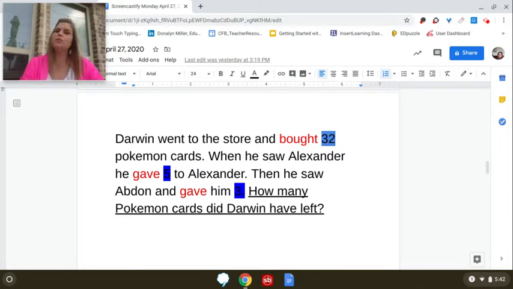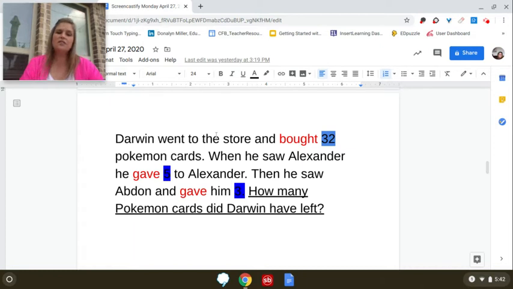Okay, so we've got our numbers highlighted. Now we're going to underline the question. And the question was, How many Pokemon cards did Darwin have left? Okay. Now we're going to find those action words, and we're going to go ahead and decide if it's a subtraction or addition. And we've already looked at that, and we know that when he went to the store and he bought something, that's an action word. So we've got bought, and that's something that you're going to take.